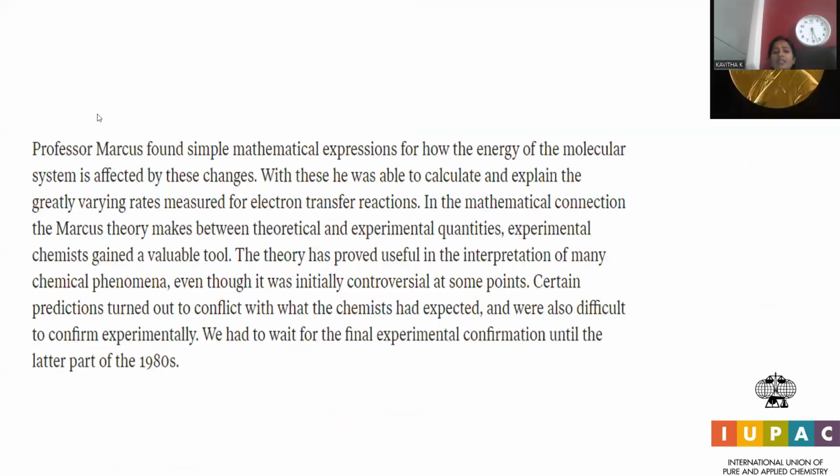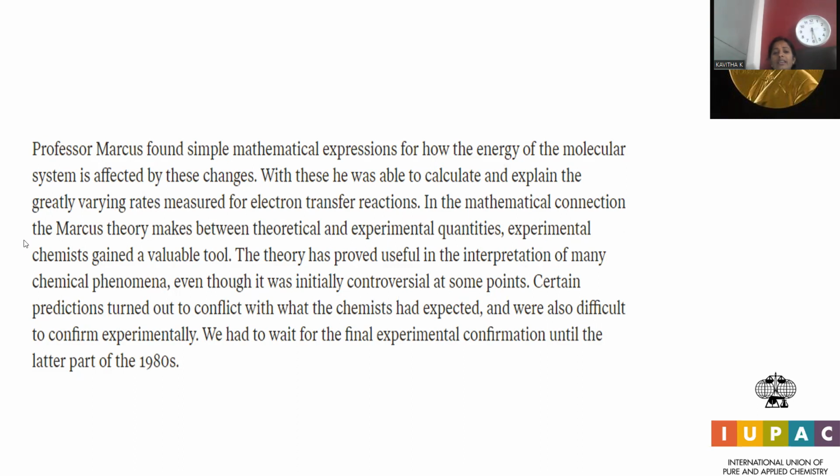Professor Marcus found simple mathematical expressions for how the energy of the molecular system is affected by these changes, right? The energy of the molecular systems is affected by the changes provided. With these, he was able to calculate and explain greatly varying rates measured for electron transfer reactions. Okay, what is the rate of reaction? What is the speed of electron transfer? The rate of the reaction for these kinds of electron transfer reactions.